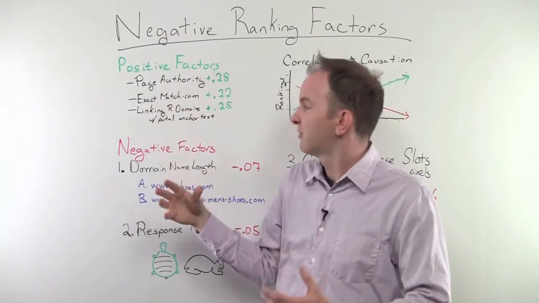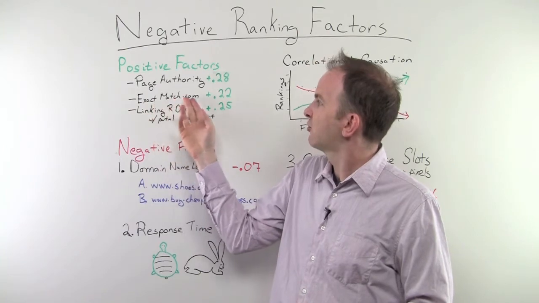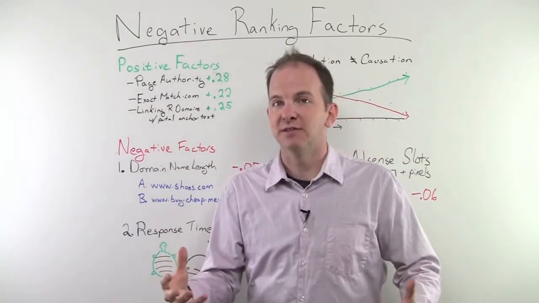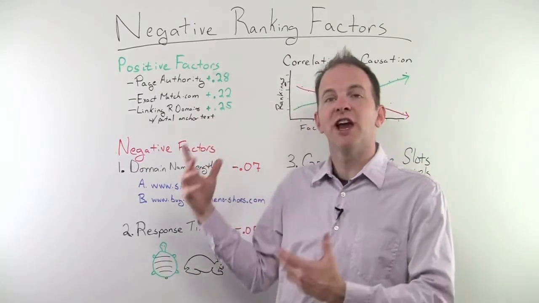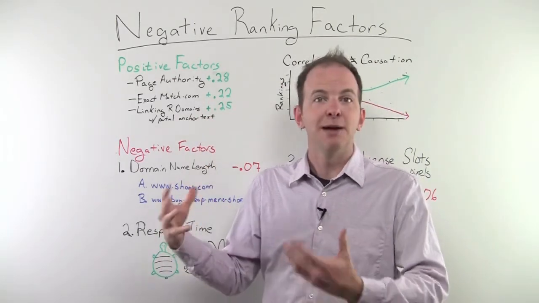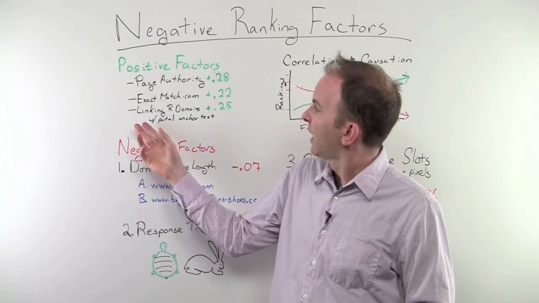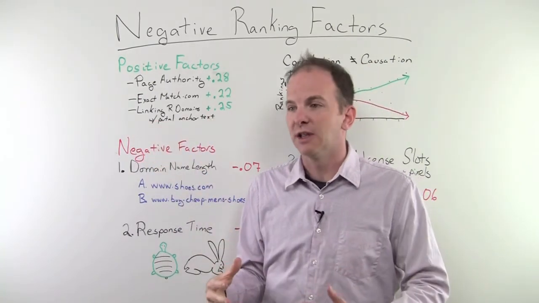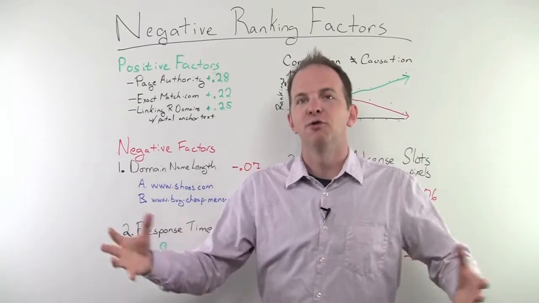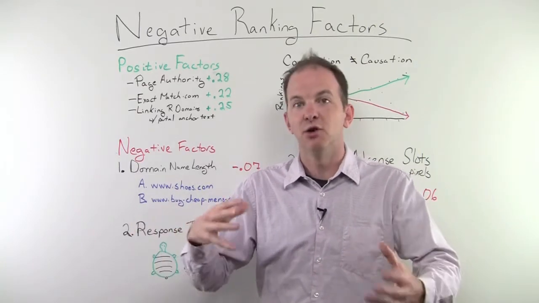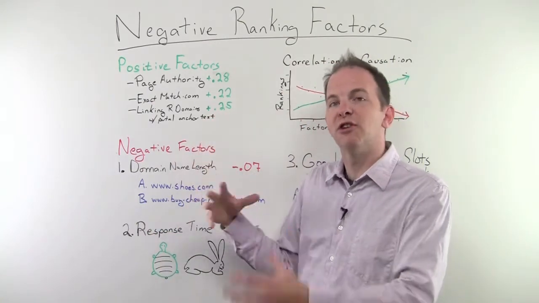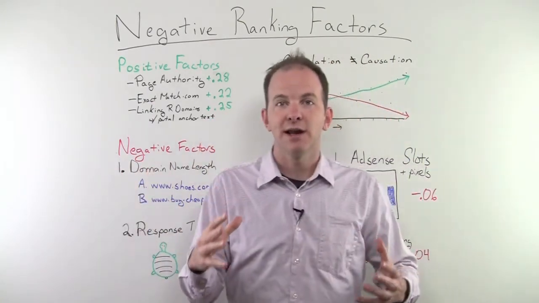Other elements that have positive correlation would be exact-match domains. So if your domain name is, say, diamonds.com, you've got a pretty good chance of ranking for diamonds for that keyword. And also linking root domains with partial anchor text has a 0.25 correlation. And that just means the broad diversity of domains that link to you with some sort of partial anchor text. There's a pretty high correlation between that measurement and higher rankings.